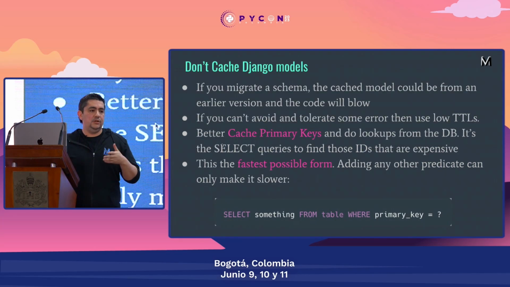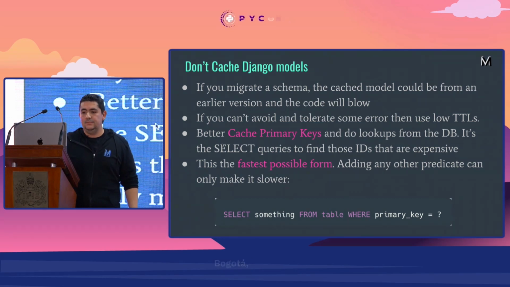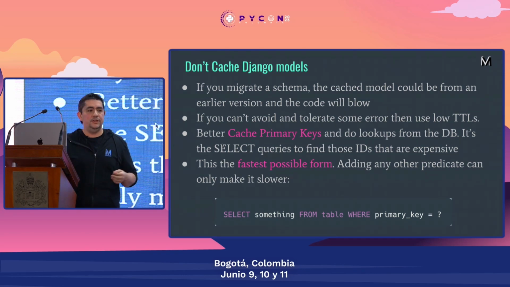Caching. Caching is always hard. As you know the phrase, there are two hard things in computer science: cache invalidation and naming things. But if you migrate a schema, the cached model could be from an earlier version, so it's always recommended to cache primary keys. In these very big systems, that's usually how it works, but it means that you will also need to implement your own caching system. Remember, variety only absorbs variety. Complexity doesn't disappear, it's just moved somewhere else. So you will have to solve that.